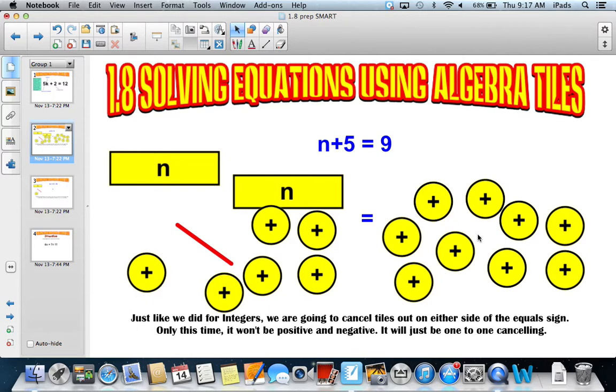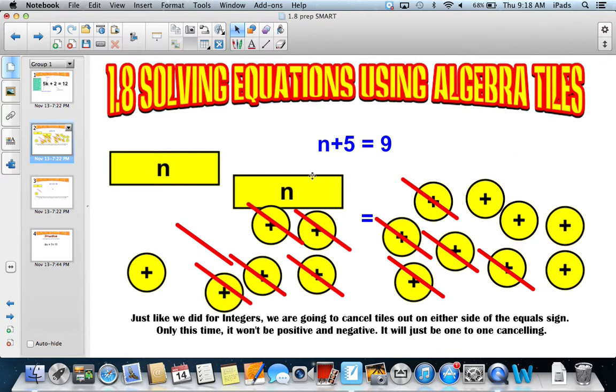So this time, it's not about positives and negatives. It'll be doing one-to-one canceling. So if I have 5 individual ones over here, 1, 2, 3, 4, 5, I'm going to cancel all 5 of those out. And I'm going to do that one-to-one to the other side. So if I canceled 5 on one side, I have to cancel 5 on the other side. What I do to one side, I have to do to the other in an equation. So if there's 5 and there's 5, I have to cancel them out.